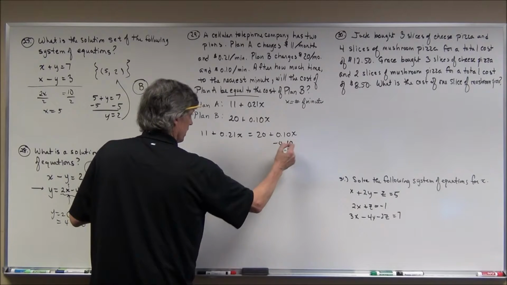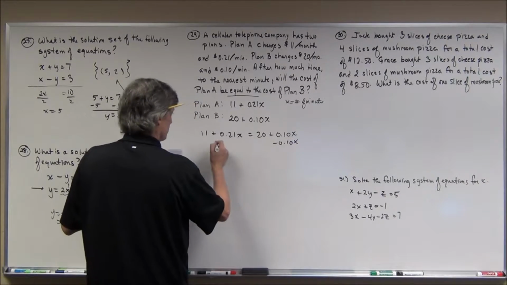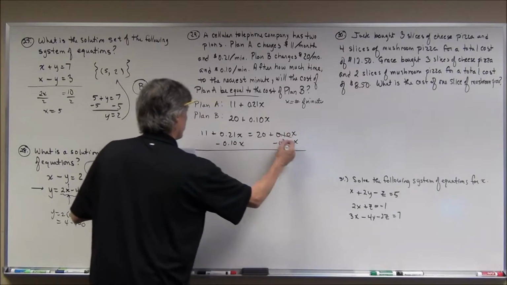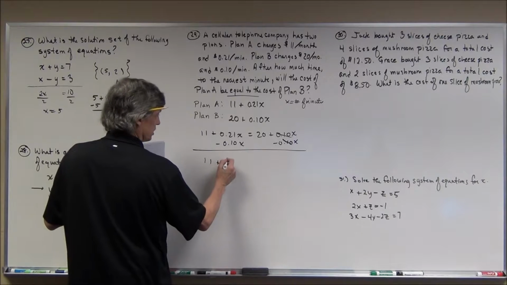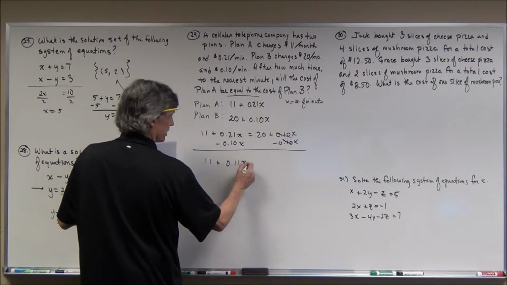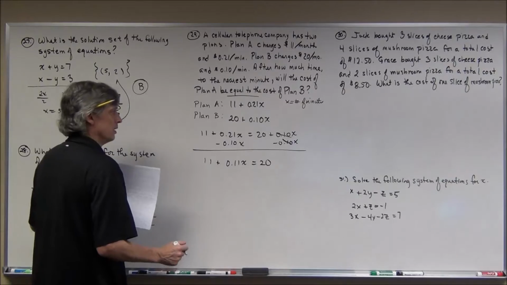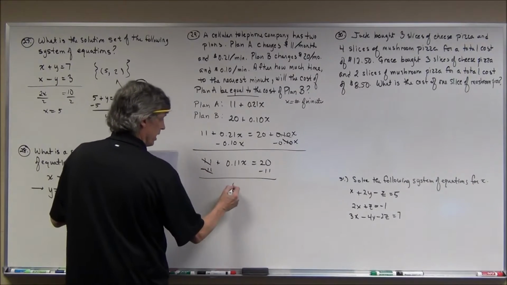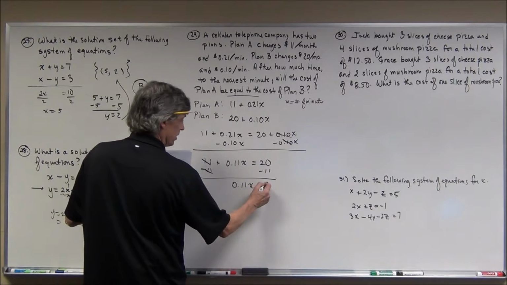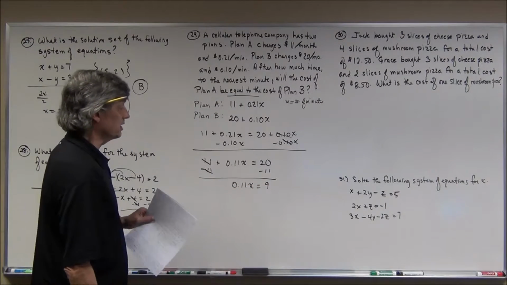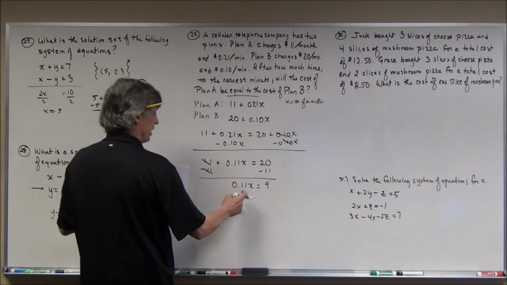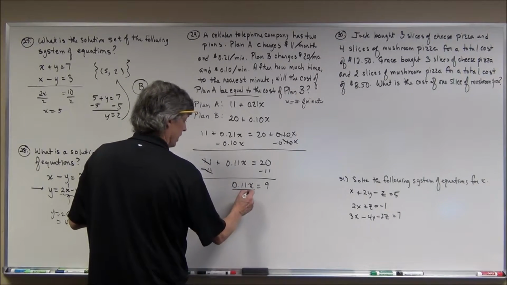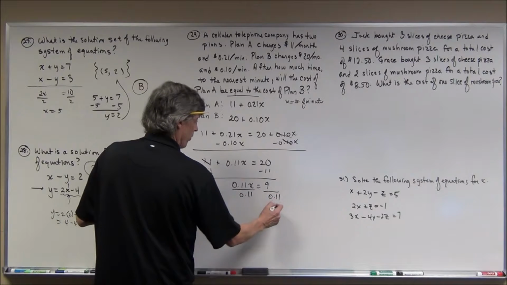I'm going to subtract 0.10x from both sides. Now be careful, you're subtracting decimals, so line up the decimal point here. And I get 11 plus 0.11x is equal to 20. Alright, then I am going to subtract 11 from both sides. And I get 0.11x is equal to 9. Now, if you just can't stand that decimal anymore, go ahead and slide the decimal, write this as 11x, write this as 900. But I'm going to divide both sides by 0.11.